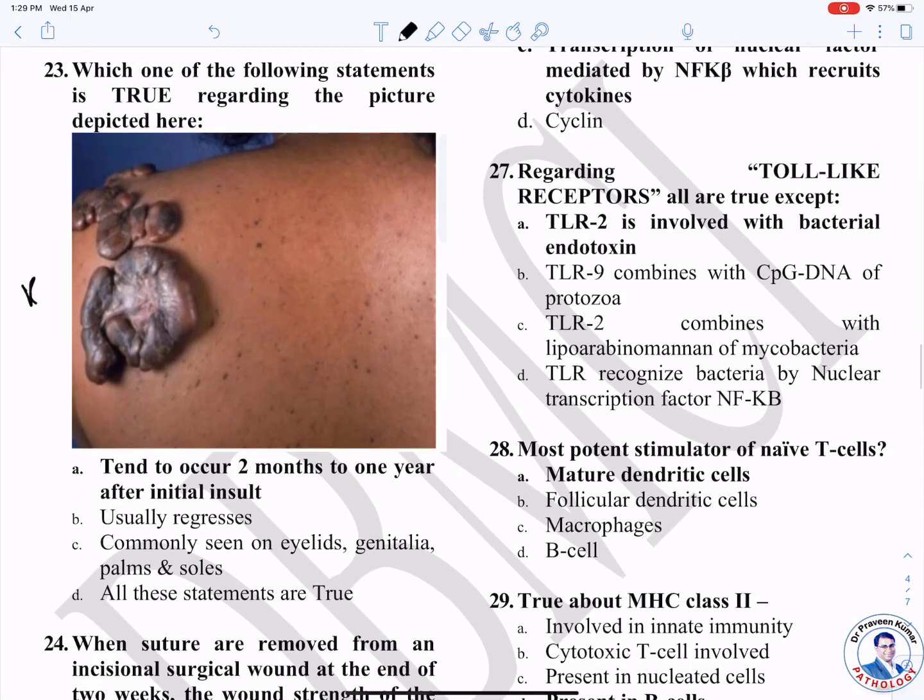Question 22. This definitely refers to a keloid. So keloid basically is something which is formed after 2 months, and therefore the answer is clearly A. Okay, the answer is A.